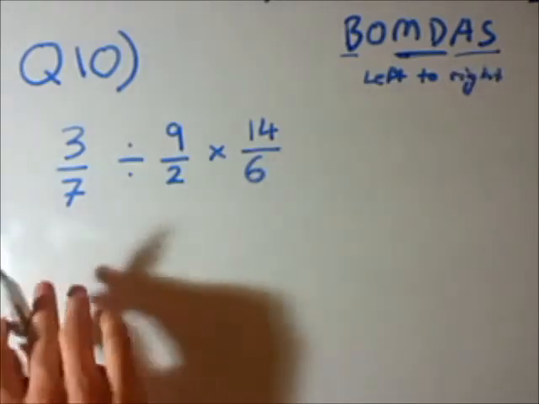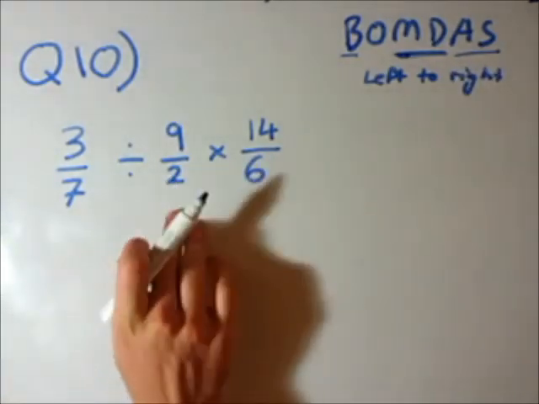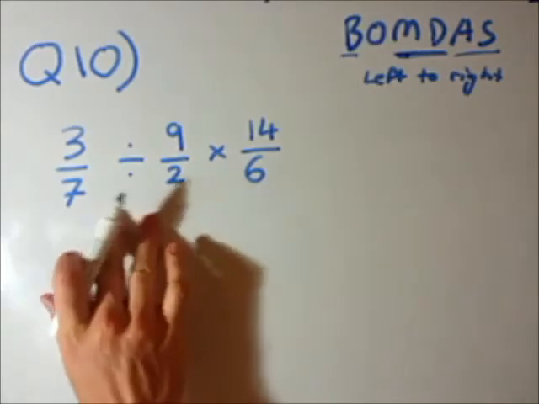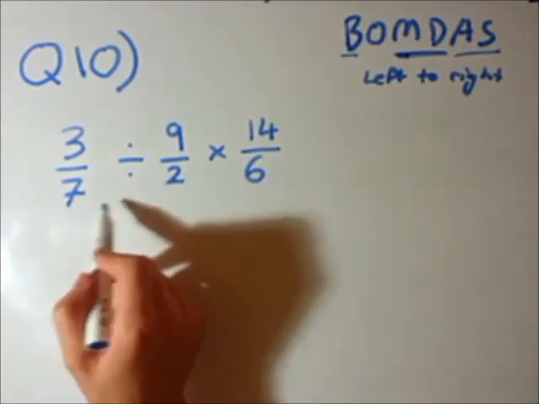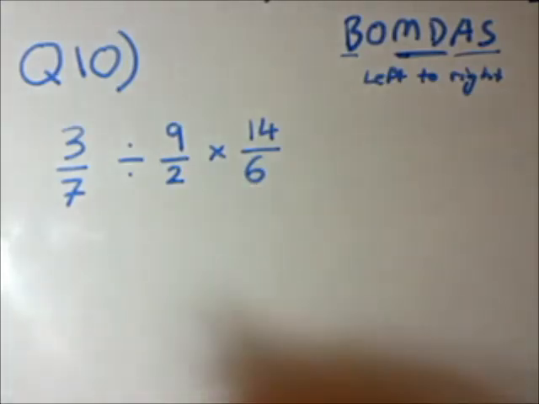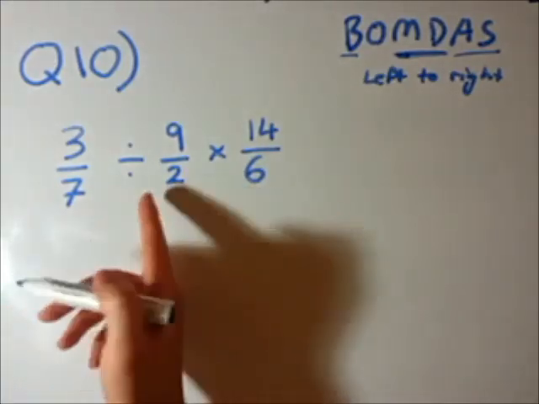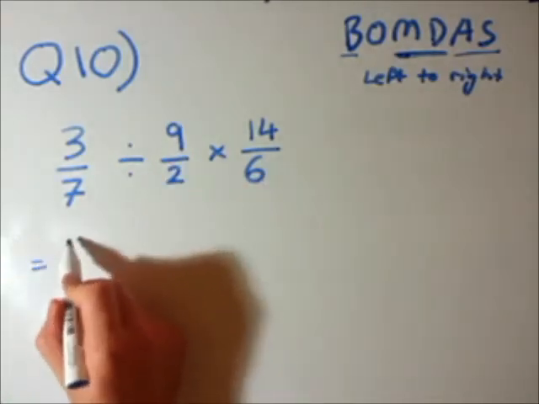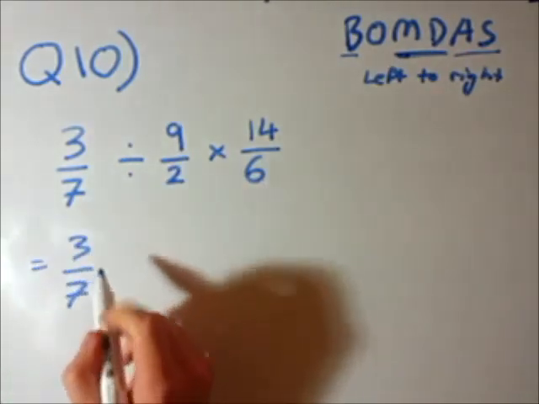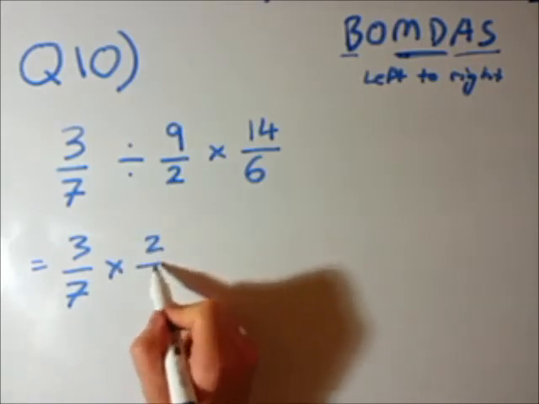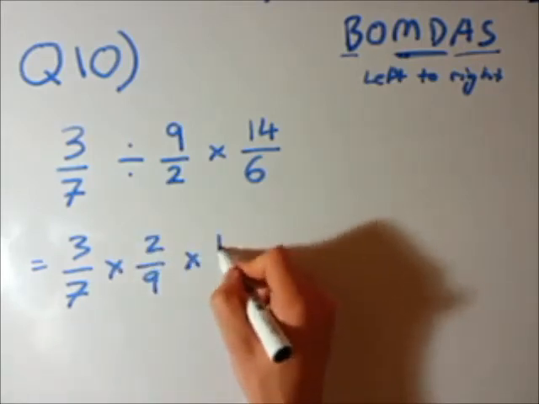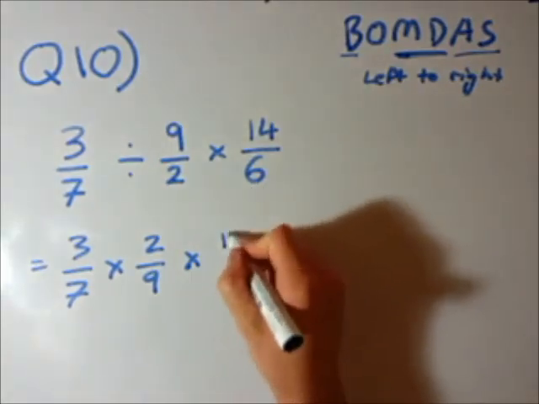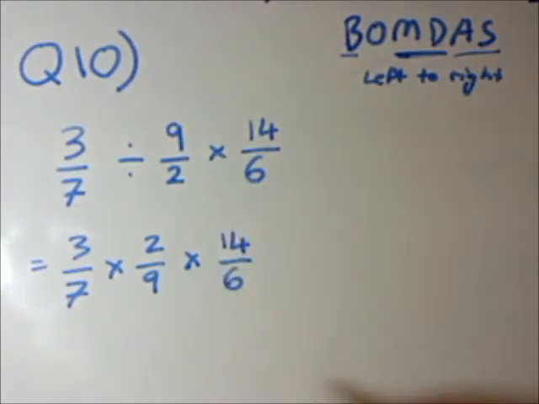Okay? So now we've got 3 over 7 divided by 9 over 2 times 14 over 6. So we need to do this one first, because it's left to right. 3 over 7 divided by 9 on 2. And remember, how we did that is flipping the second and changing this to a times sign. So I'm now going to write this as 3 on 7 times 2 on 9. Now I can go on and do this, I can just write that there for now.